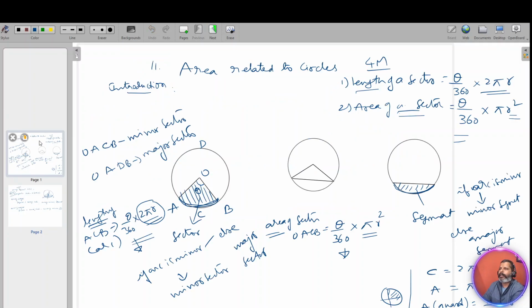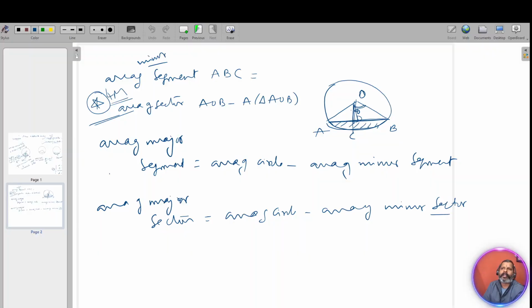So for the time being, what is to be taken away from this class is these two formulas. Length of sector is theta by 360 into 2 pi r. Area of sector is theta by 360 into pi r square. Then these two concepts: area of minor segment is area of sector minus area of triangle. Similarly, area of major segment is area of circle minus area of minor segment. Similarly for sector as well. Okay, thank you.